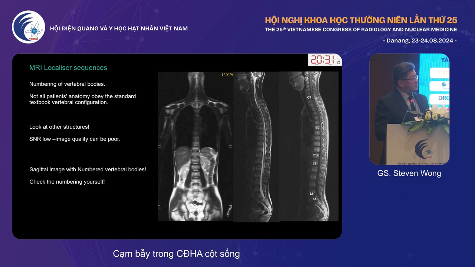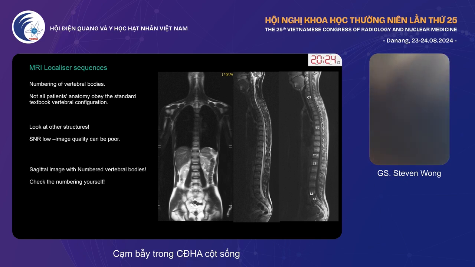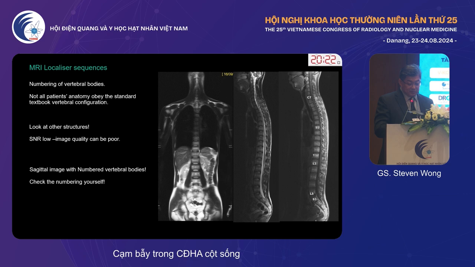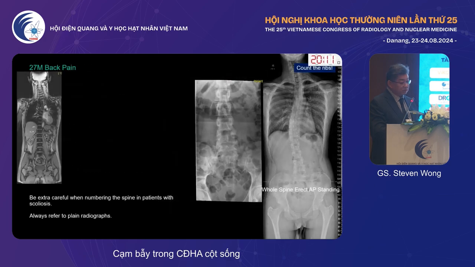Our technologists will do labeling, but then the radiologists themselves will also do the labeling and numbering ourselves as well. There may be other pathologies present on the localizer sequence. We've picked up tumors, fractures, infections and abscesses in other places as well. So do look at those.